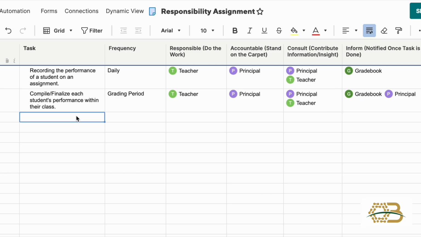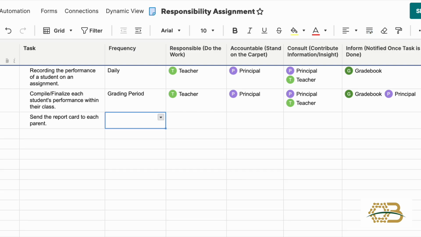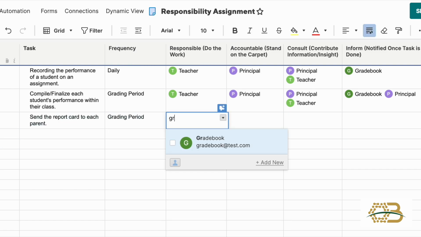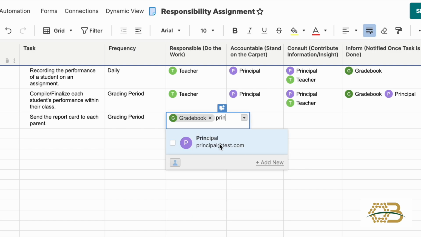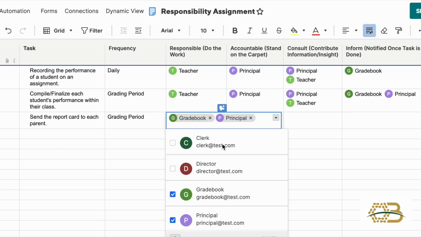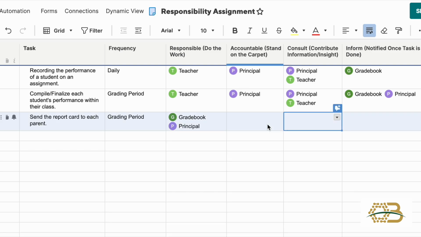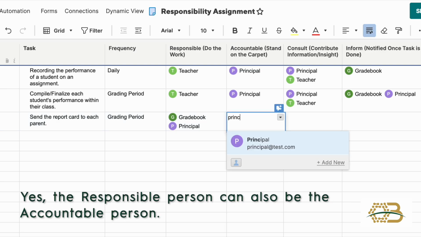So the next task would be to send the report card to each parent. We would do this every grading period. The responsible person may actually be the grade book in conjunction with the principal. The principal has some type of trigger that says, hey, all of the grades are finalized. I've been notified by all my teachers, and therefore I'm ready to send them. The accountable person would be the principal.